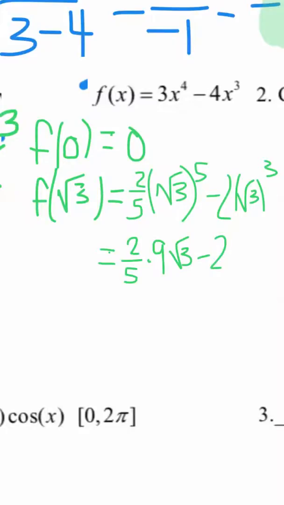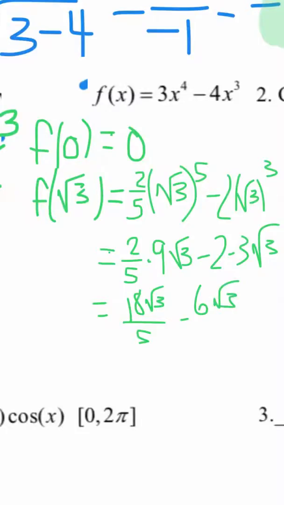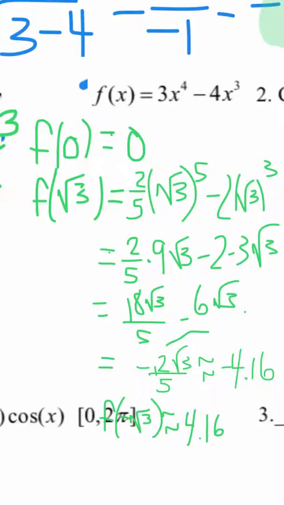And so my critical values, or my critical points, are 0, 0, root 3, and this negative 12 root 3 over 5 is my minimum, and negative root 3 at 12 root 3 over 5 ends up being my maximum.